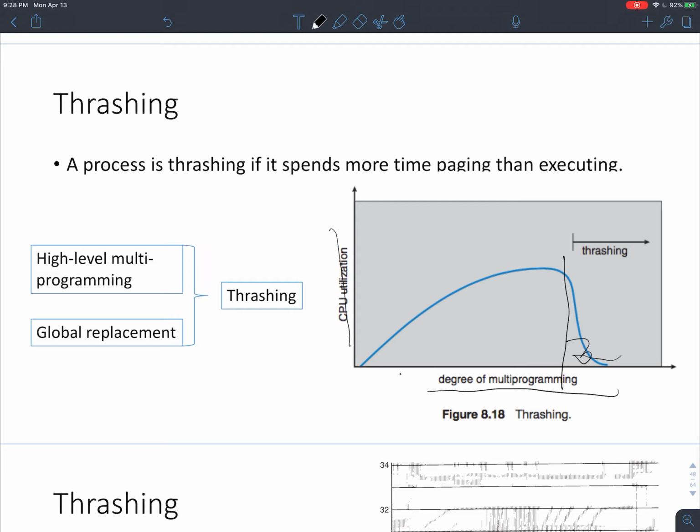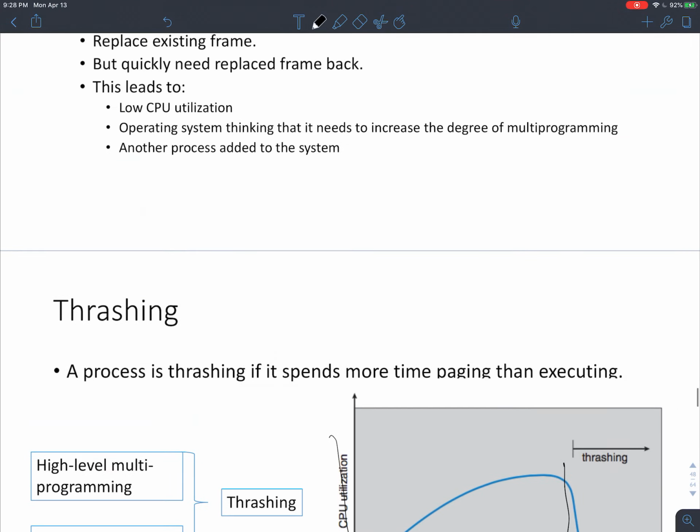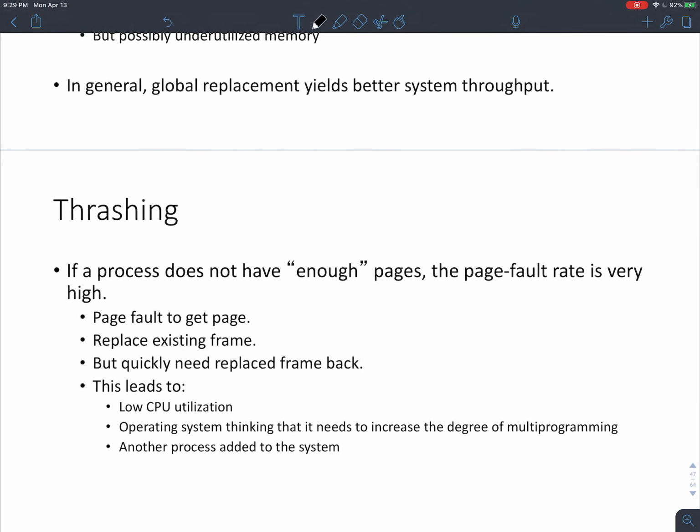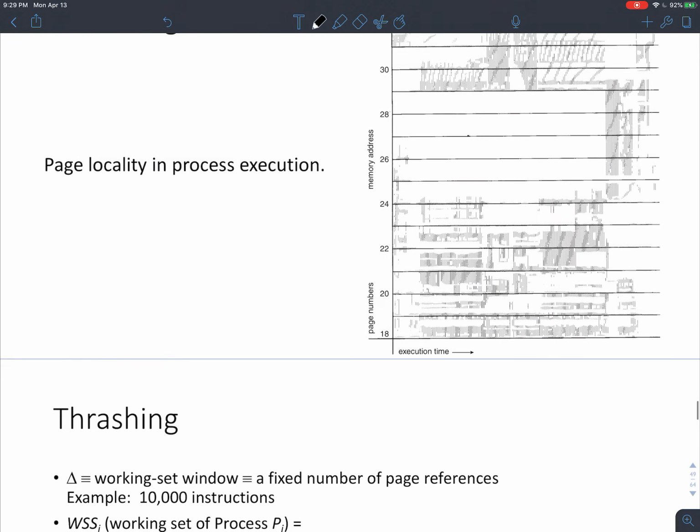So this generates a phenomenon or observation called thrashing. We say a process is thrashing if it spends more time doing paging rather than execution. This is a very succinct definition of thrashing. And this is because we allocate too few frames to this process, so it encounters a lot of page faults, so it has to do a lot of page replacements.